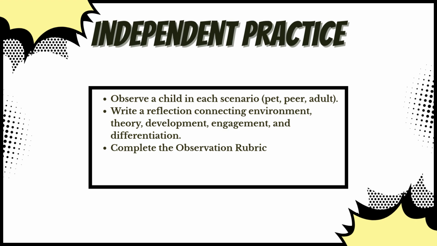So your homework is to use the observation chart or rubric. It's to observe a child in each of the scenarios with the pet, with peers, and with an adult. You can write a reflection connecting the environment, the theory, the development, the engagement, and differentiation. And remember, you can submit your assignment in various different ways because that is utilizing differentiation. And just another thought, remember that you're to observe and reflect, focus on analysis, not just a description.